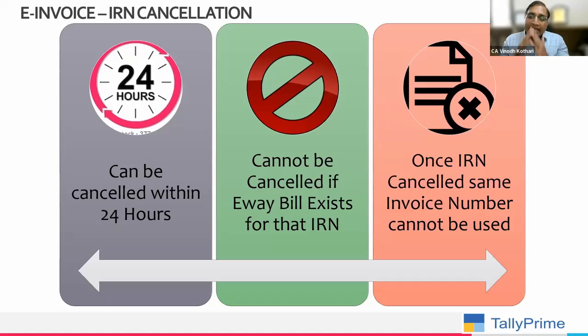Once you cancel an e-invoice, say invoice number 372, you are uploading and generating the IRN for this invoice, 372. If you cancel the e-invoice, then this 372 number cannot be used again. Once again, the invoice number for which you have generated an e-invoice, if you are cancelling it, the same number cannot be used again. You have to use the next number only.